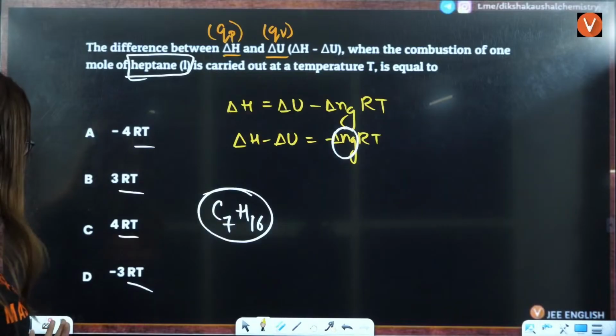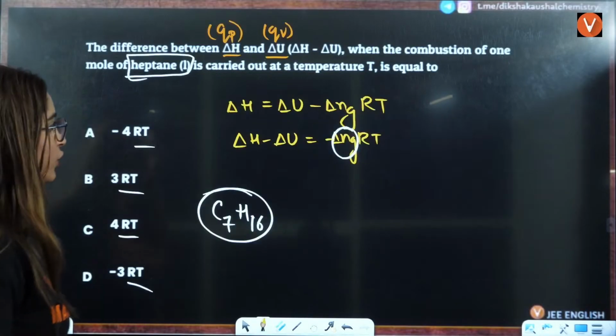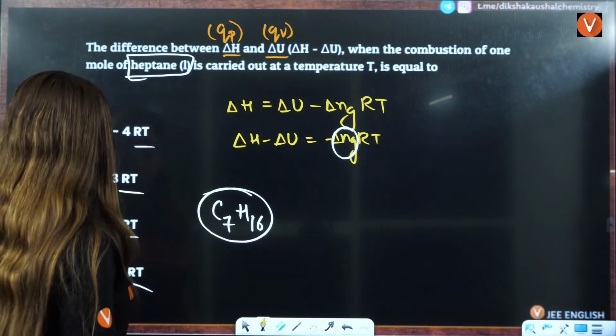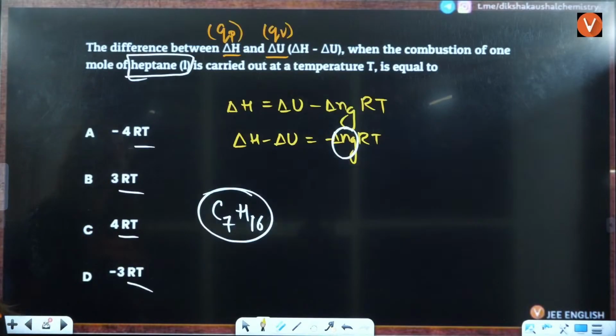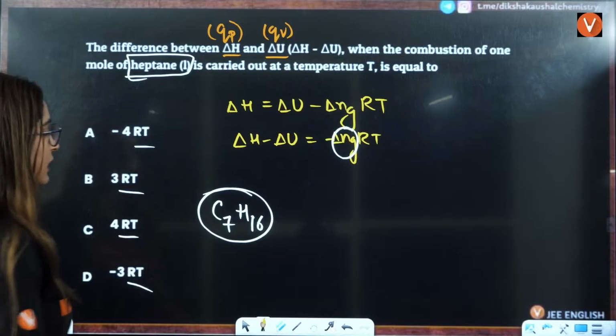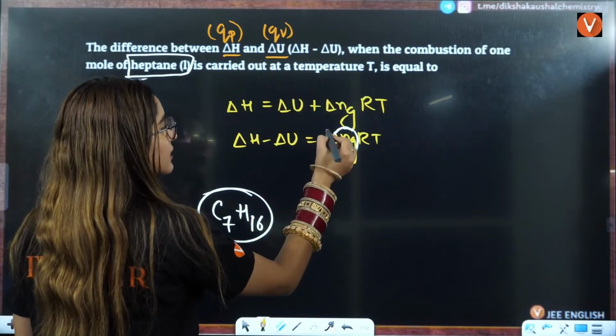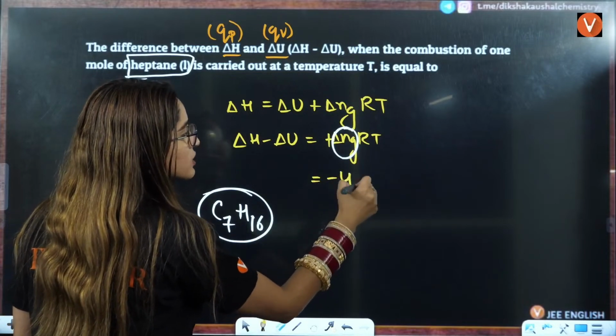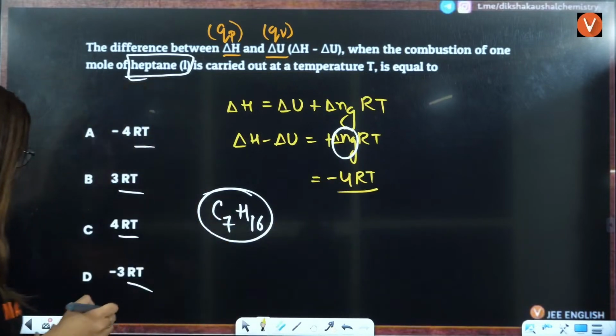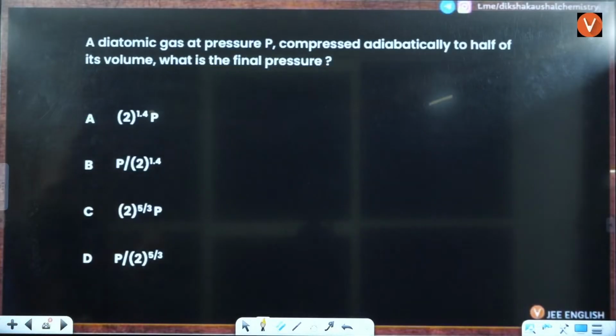Once you put it here, what you will get here, that is, wait a minute, delta H is delta U plus delta ng RT, right? So this will be plus here. So here the answer is going to be minus 4 RT. So A is the correct answer, okay?